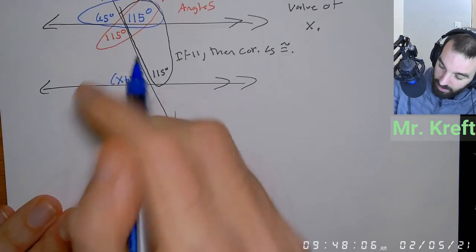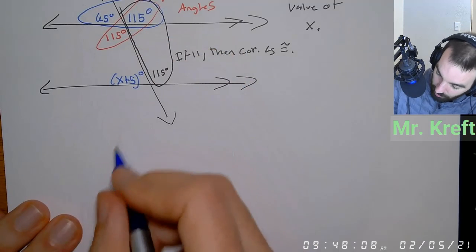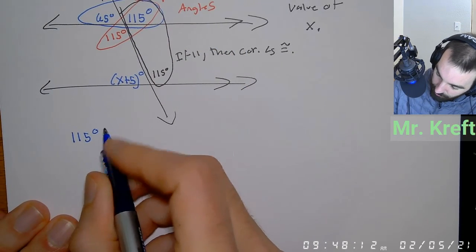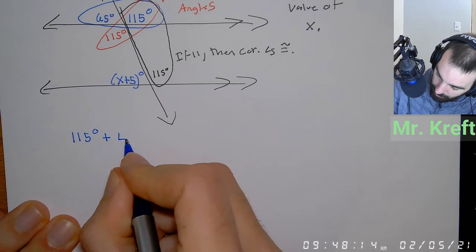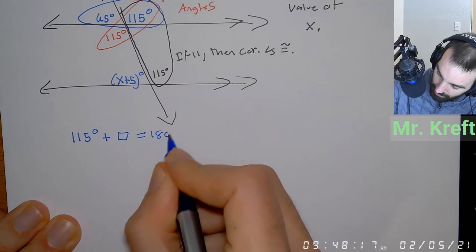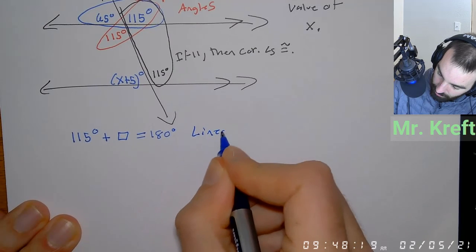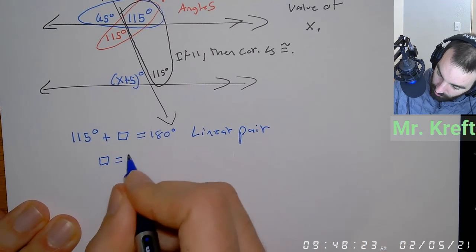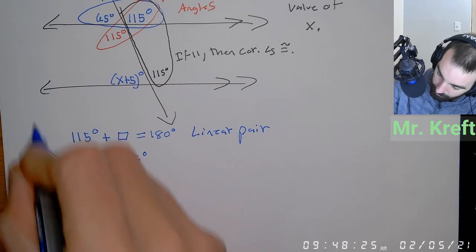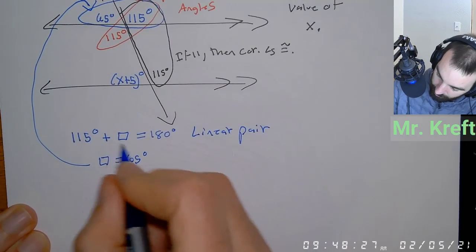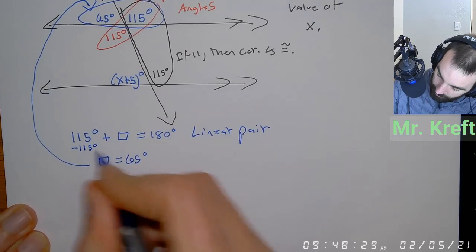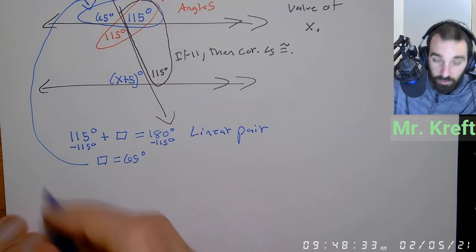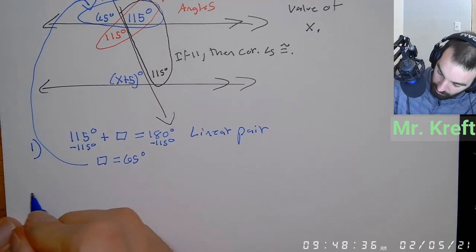So I'm going to start out with a linear pair. So I'm going to say 115 degrees plus some angle equals 180 degrees. That's a linear pair. So we found this box to be 65 degrees. Okay. So this was step 1.